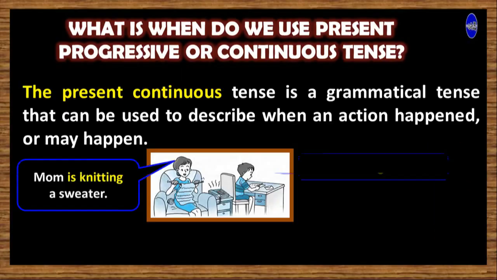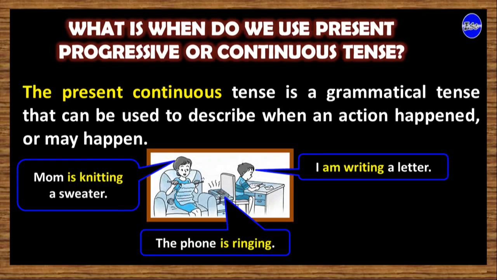For example, Mom is knitting a sweater, I am writing a letter, the phone is ringing. All those three events are classified as present progressive or continuous tense, because they are happening at the moment.